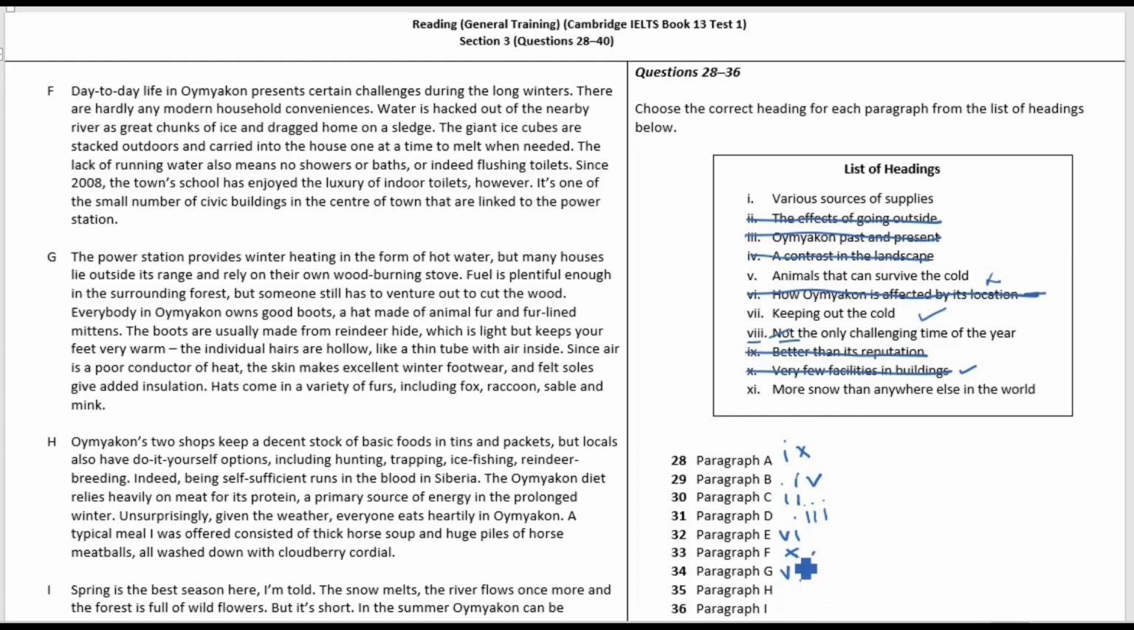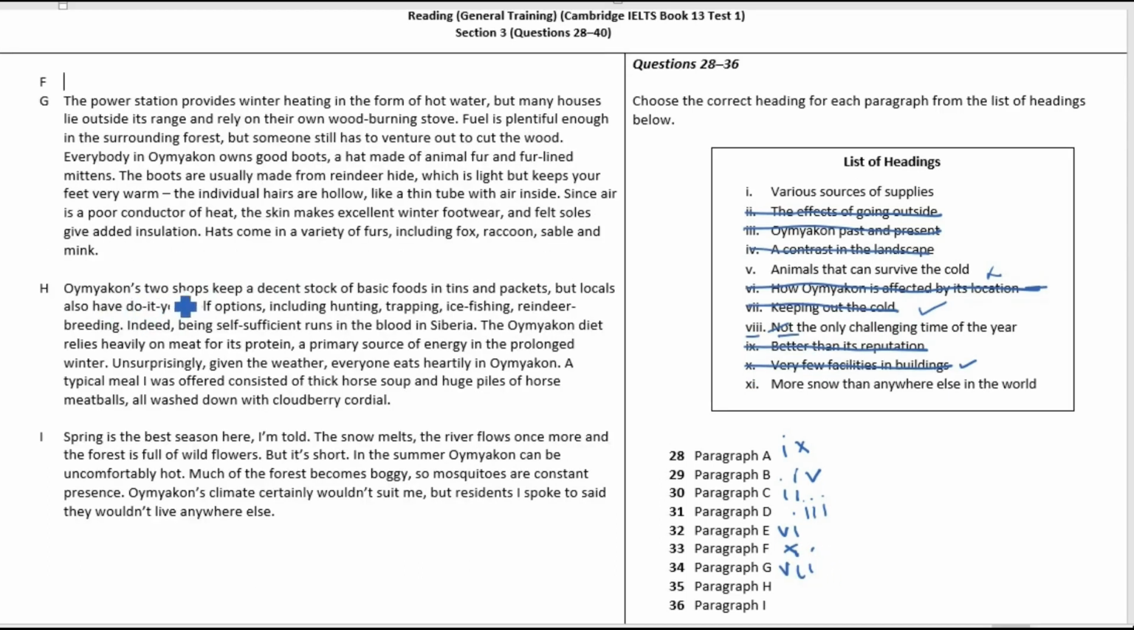H now. Its two shops keep a decent stock of basic food. I'm immediately thinking of the supplies, but let's read the rest of it. Locals also have do-it-yourself options, hunting, trapping, ice fishing. Being self-sufficient runs in the blood. Their diet relies heavily on meat. Unsurprisingly, given the weather, everyone eats heartily. A typical meal I was offered consisted of horse soup, etc. So it is certainly various sources of supplies because that's the only one that makes sense.